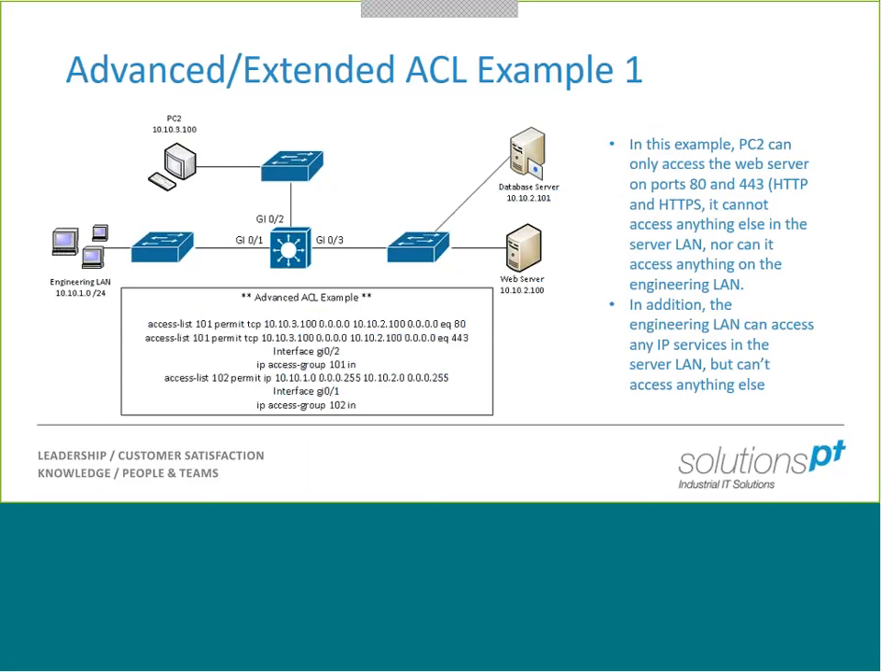Those first two rules in that rectangle there, access list 101, we want to permit TCP from, so the syntax starts with the source first, destination after. So we're saying permit it from PC2, and our destination is 10.10.2.100, which is a web server. And those numbers at the end, EQ 80 and EQ 443, are the standard HTTP and HTTPS ports. So all we're saying is PC2 can talk to the web server over HTTP or HTTPS.